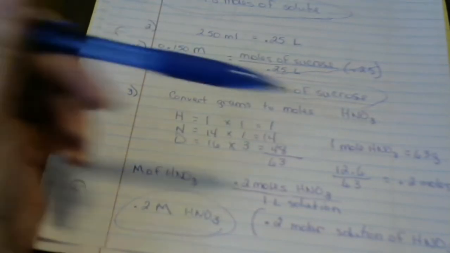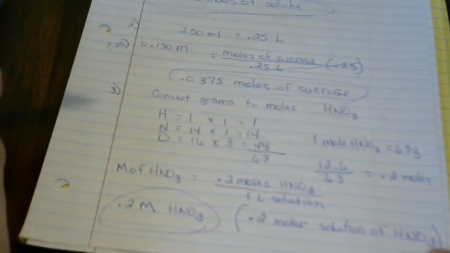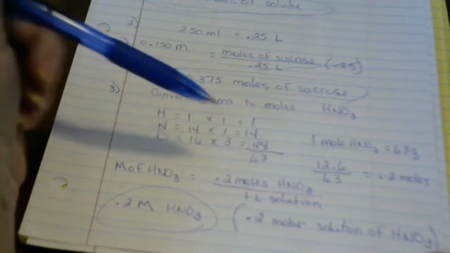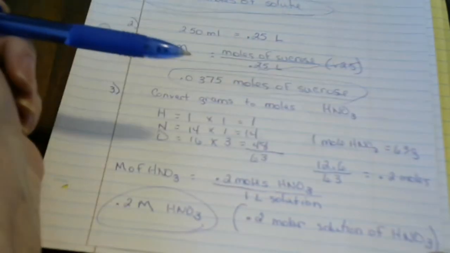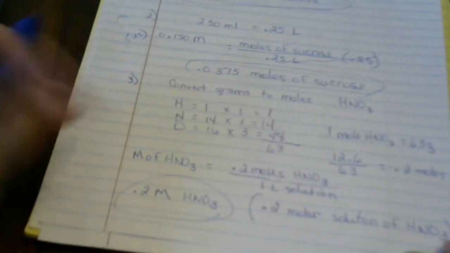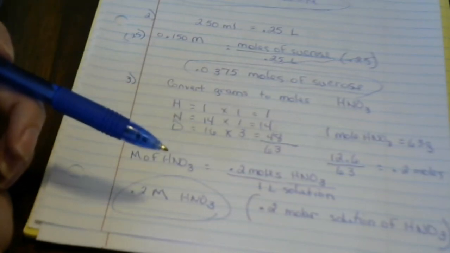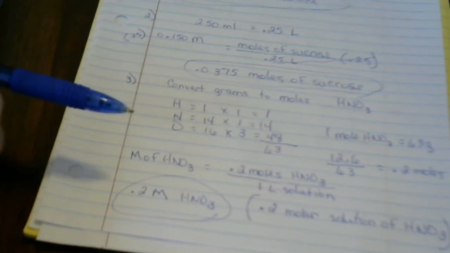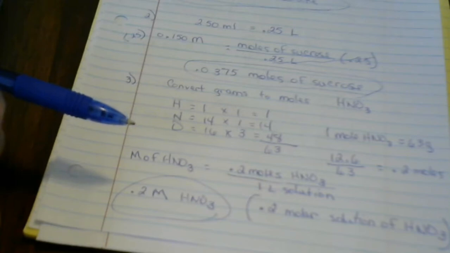So we are looking at 12.6. We know that 63 grams are in 1 mole. So we're going to divide that and get 0.2 moles. So 12.6 grams is equal to 0.2 moles. Okay. So I want to find out what the molarity of the solution is when you have 12.6 grams in a 1 liter solution.